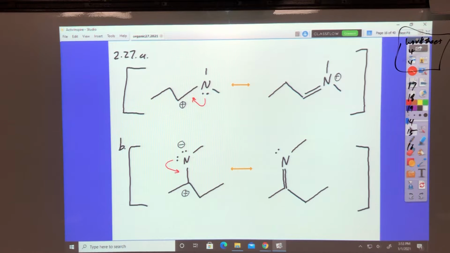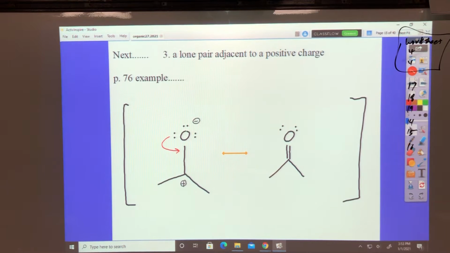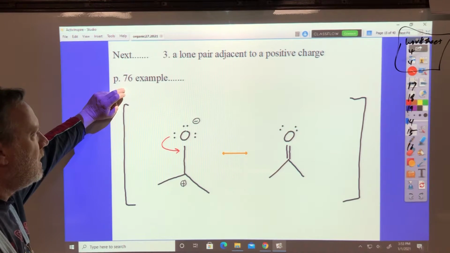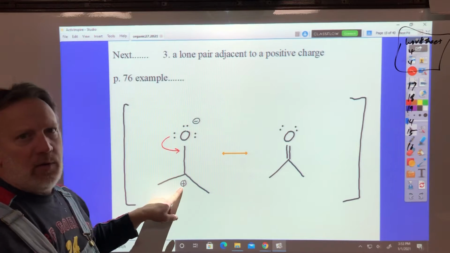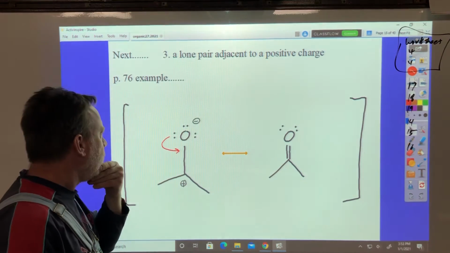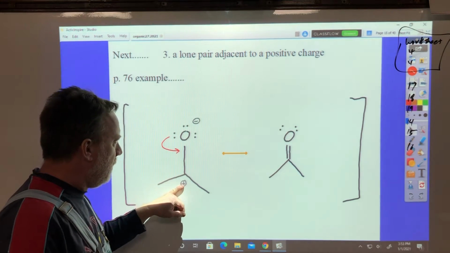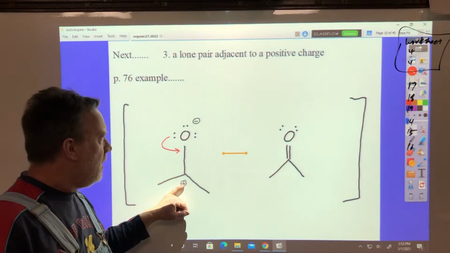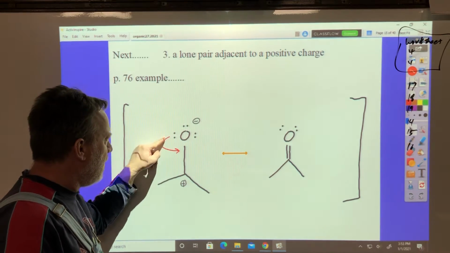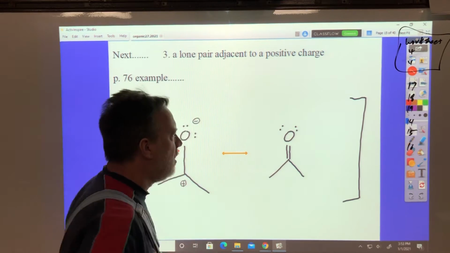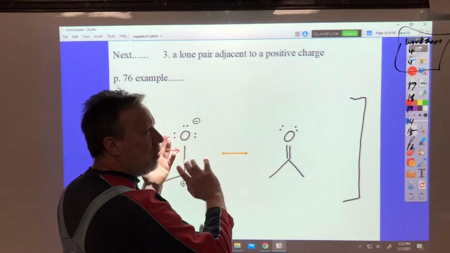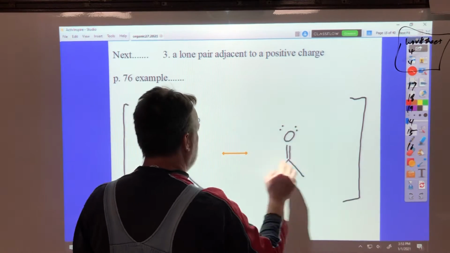Where are we at? This one? Okay, this is the example given in the book on page 76. So you've got a lone pair and you're adjacent to a positive formal charge. Well, that's not going to be happy. It's pretty easy for this lone pair to jump in here, make a double bond, and eliminate that positive formal charge. And then these are in resonance with one another. So don't forget the brackets and the double-headed arrow.